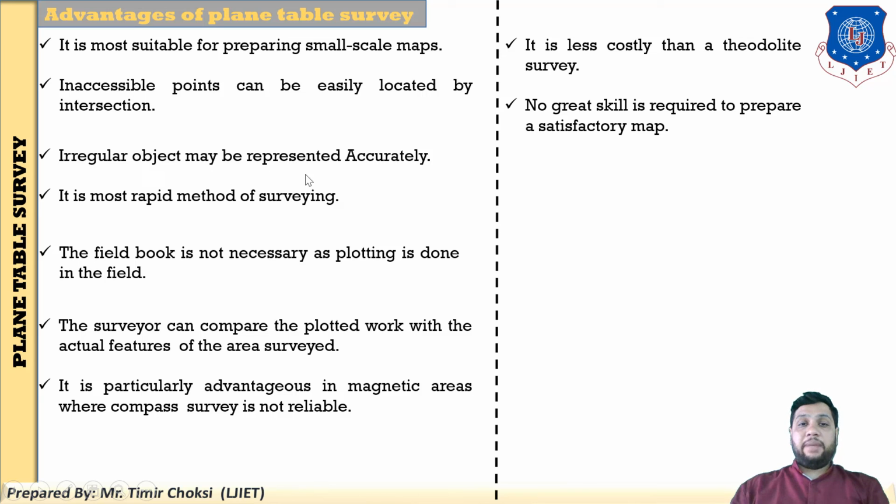Irregular objects may be represented accurately, like radiation. Any type of object is there, but you can represent it accurately. It is the most rapid method of surveying. The field book is not necessary, okay, as plotting is done in the field. It is a main advantage, students.